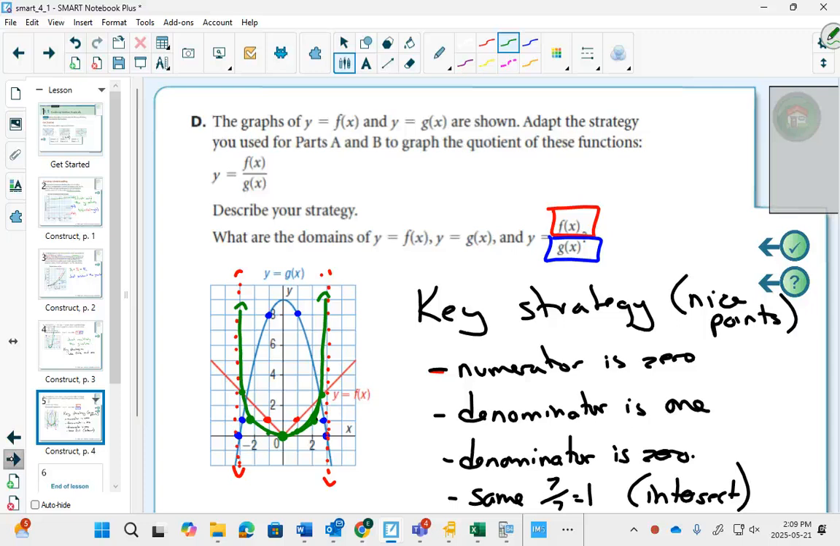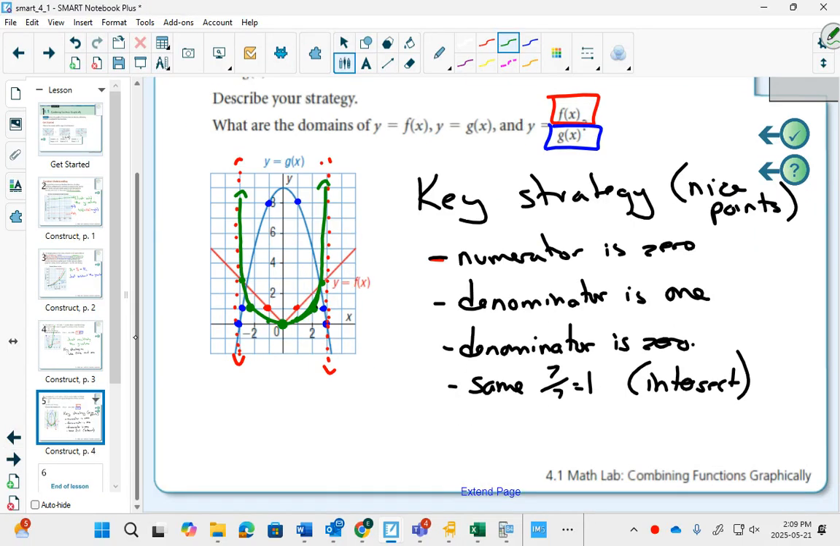Other hints you can do is the following. If you had a positive number divided by a positive number, that's going to equal a positive number, right? If you have a positive number divided by a negative number, what are you going to get? A negative number. And if you had a negative number divided by a positive number, what are you going to get? Still a negative number.